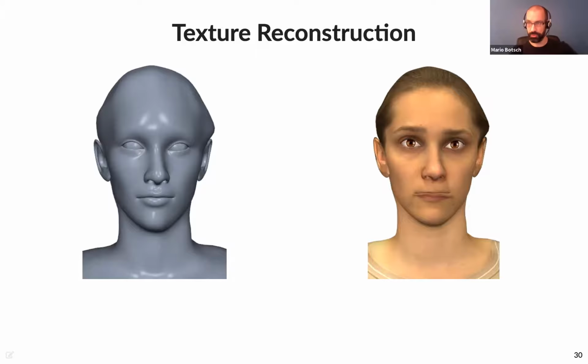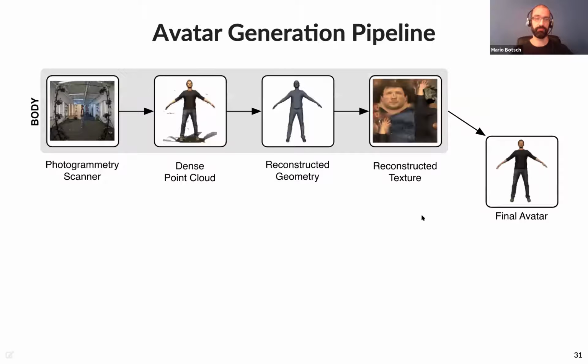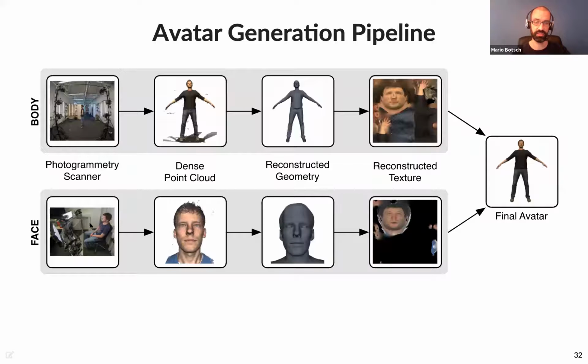But luckily, when you remember our scanning video, we didn't just do the photogrammetry scanning of the full body, get the point cloud, reconstruct the geometry, and do the texture. For that reason, that the face is important and has to be accurate, we also did the separate face scan, getting a high quality point cloud of the face. And we also reconstruct the geometry here, get a separate texture for the face, merge the two to get the final avatar.